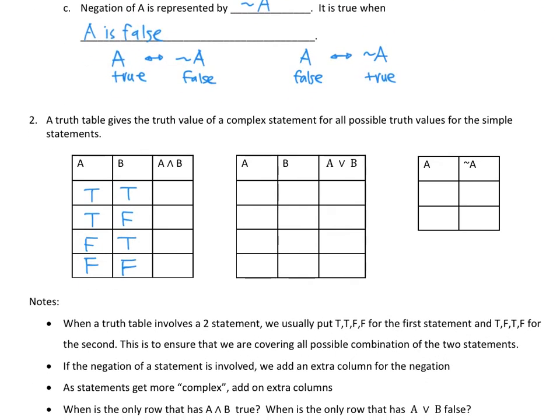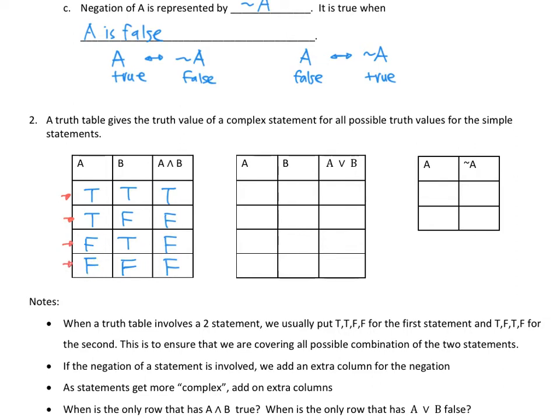So A and B is true when A is true and B is true. That means the first row, that's it. That's the only time it's true. Everything else is false. When A is true and B is false, then A and B is false. Same for the other way around. So the truth table looks like this. The first row represents A is true, B is true. The second row represents A is true, B is false, which means A and B is false, and so on and so forth. So there are 4 different cases.